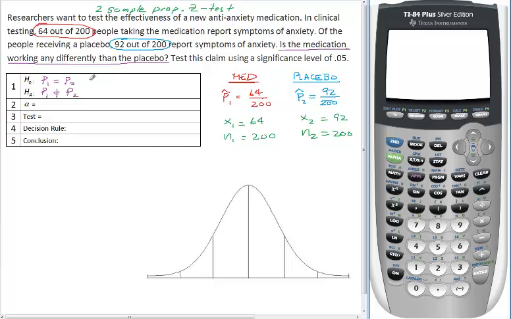Another thing to watch for is that a lot of textbooks use pi for the symbol of a proportion of a population. So pi 1 equal to pi 2 would be perfectly correct, or pi 1 not equal to pi 2. Okay? And because it's not equal, what type of test do we have? Two-tailed test, right? It's a two-tailed test. Which means our area for two-tailed is what? The area for two-tailed is alpha over 2.